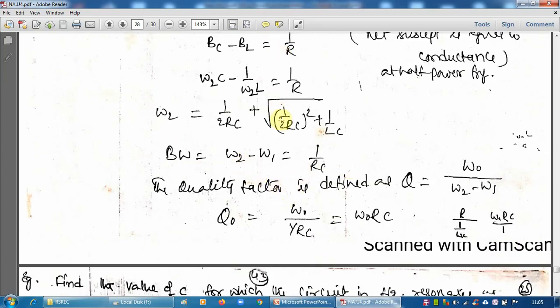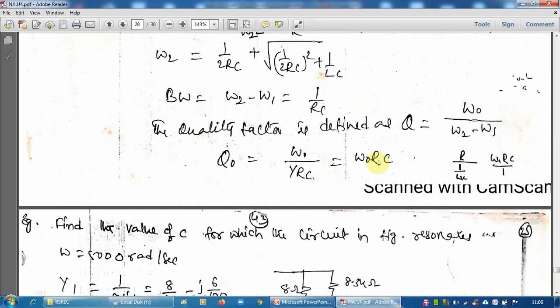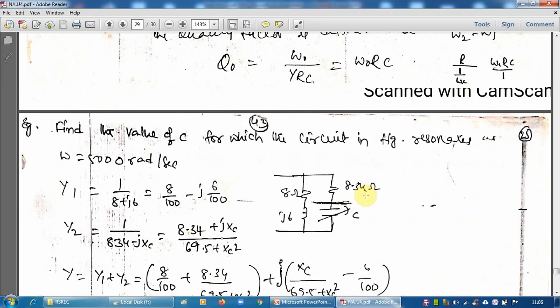Omega 2 minus omega 1, if you take, these terms will get cancelled and we will be left with 1 by RC. So omega 2 minus omega 1 equal to 1 by RC. Now the quality factor is defined as omega naught by omega 2 minus omega 1, and with this bandwidth written as 1 by RC, we will get omega naught RC. The quality factor can be expressed like this. This is about the parallel circuit.